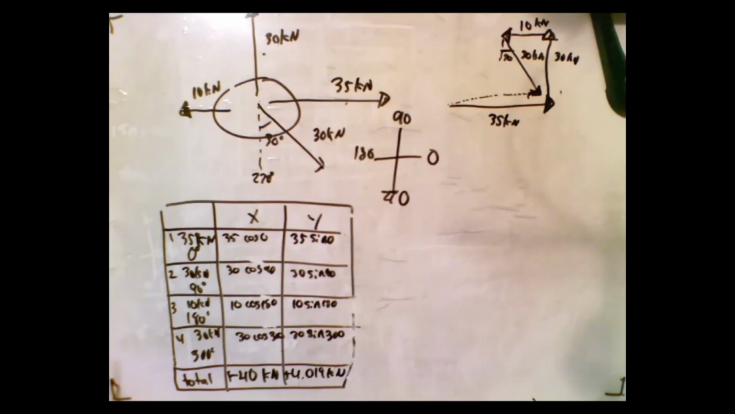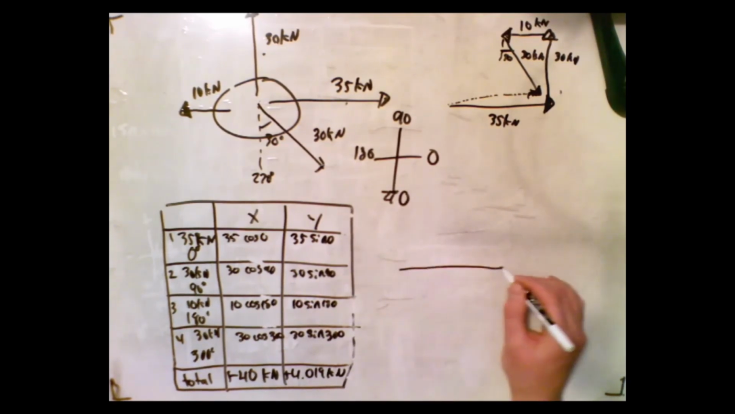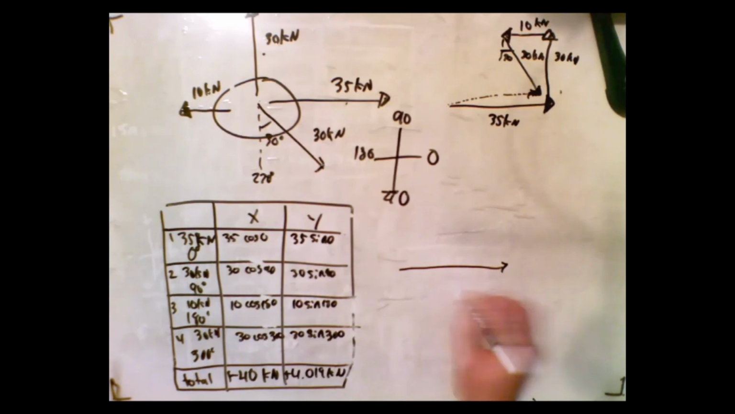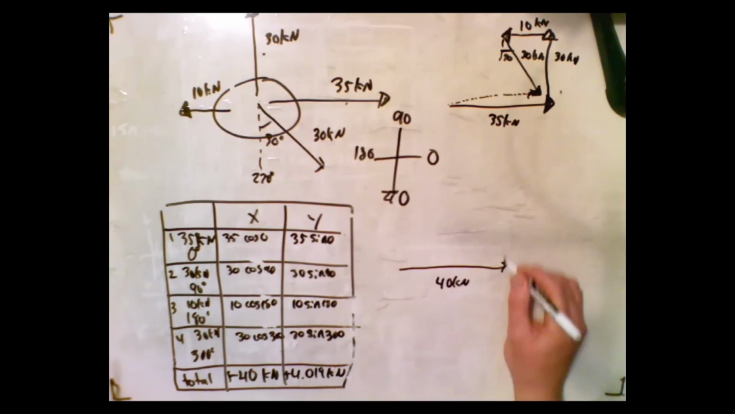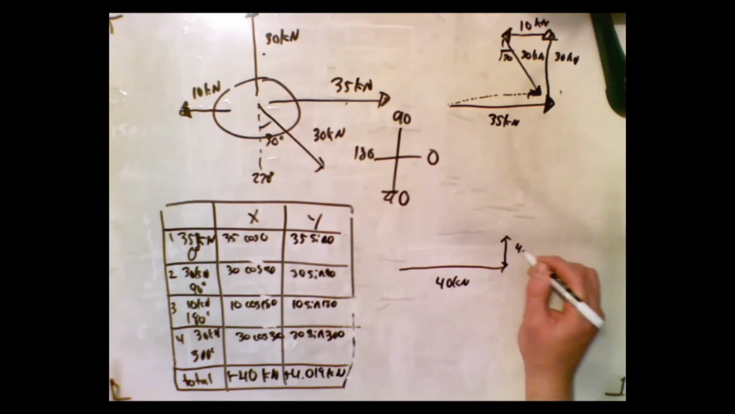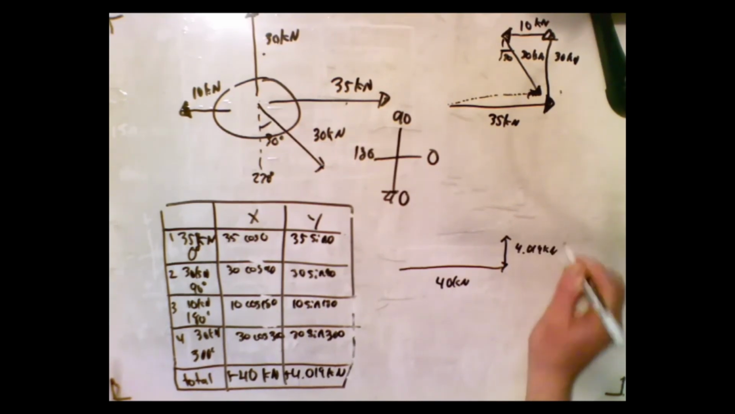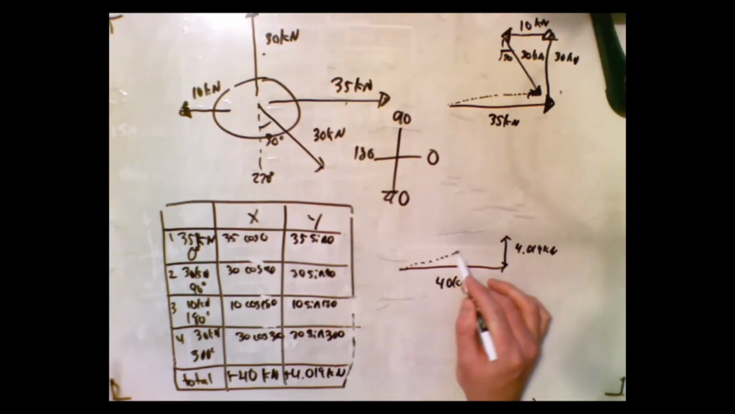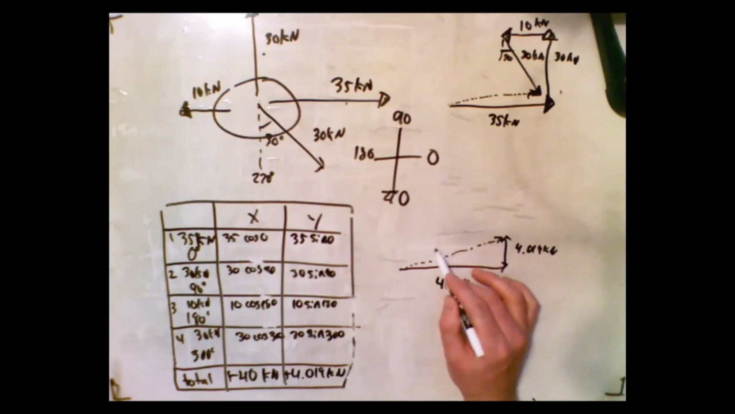So let's finish off this question. So now we have our total x and we have our total y. So we can draw on our 40, it's positive, so we go to the right. And this is positive 4, so we go up. So 4.019 kilonewtons. And then this arrow here is going to be our net force.